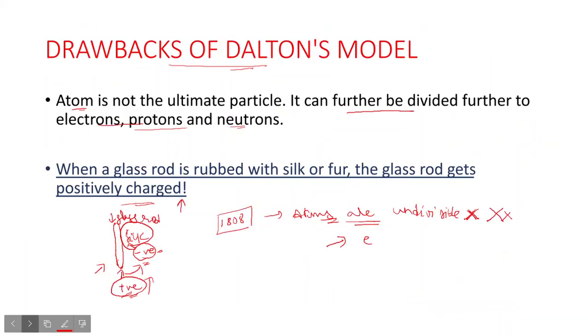And what are the drawbacks of Dalton's model? The major drawback is that the atom is divisible. John Dalton said that atoms are indivisible, but atoms are divisible. And he also failed to explain how the glass rod gets positively charged.